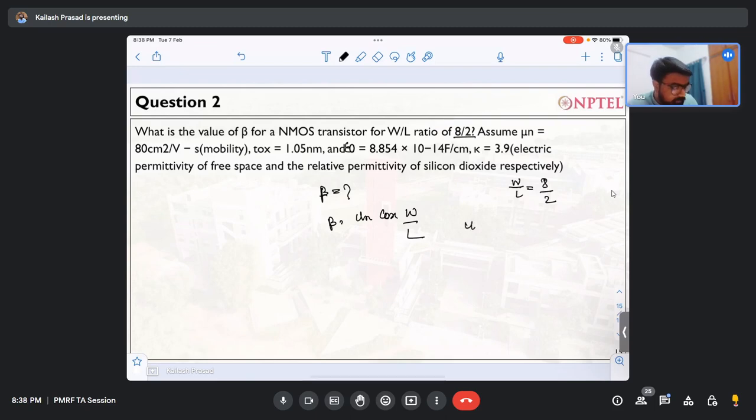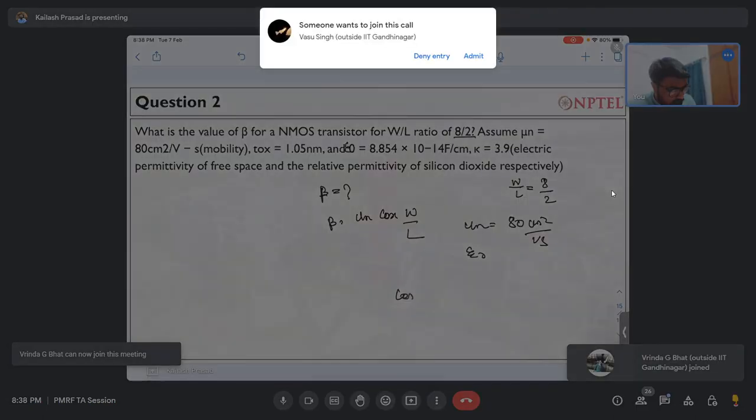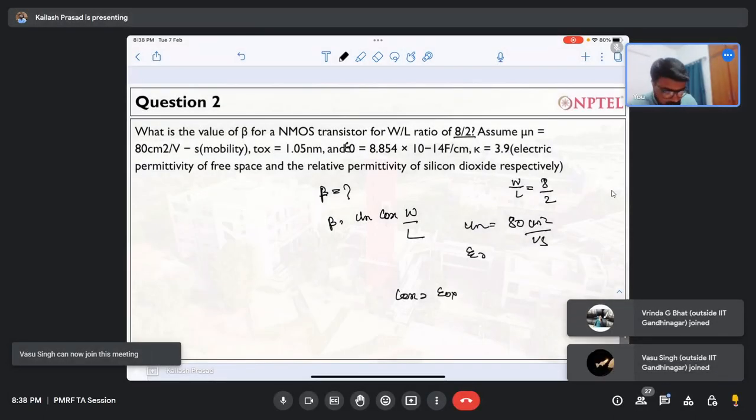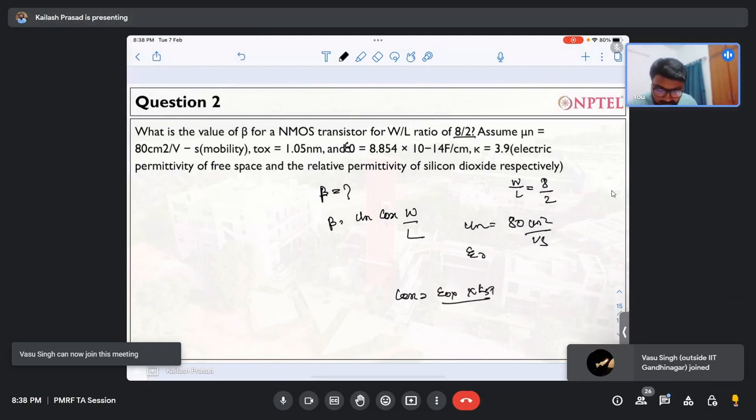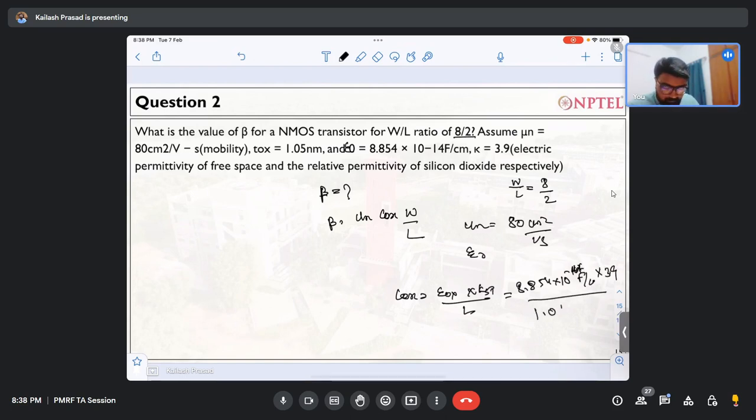Then we have mu n equal to 80 centimeter square per volt second. Then when you calculate COX, it is epsilon into K of silicon divided by L. So this will be 8.854 into 10 to the power minus 14 farad per centimeter multiplied by 3.9 divided by 1.05 into 10 to the power minus 7 centimeter.